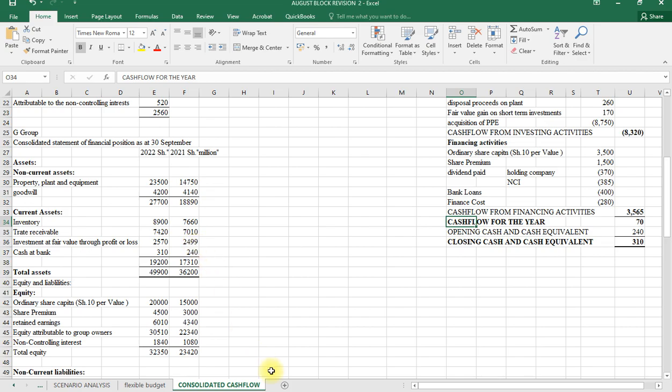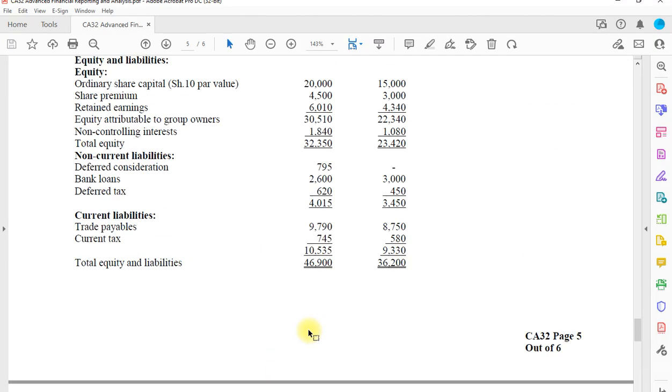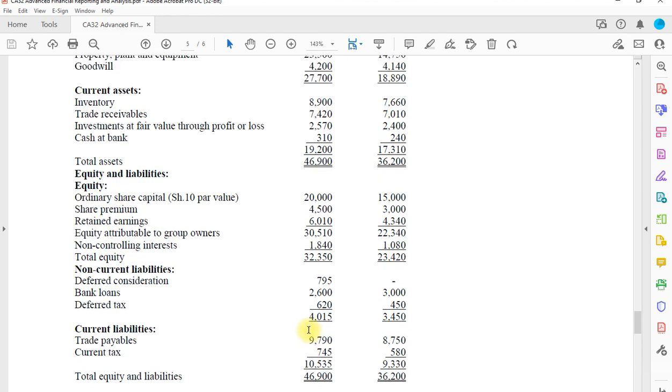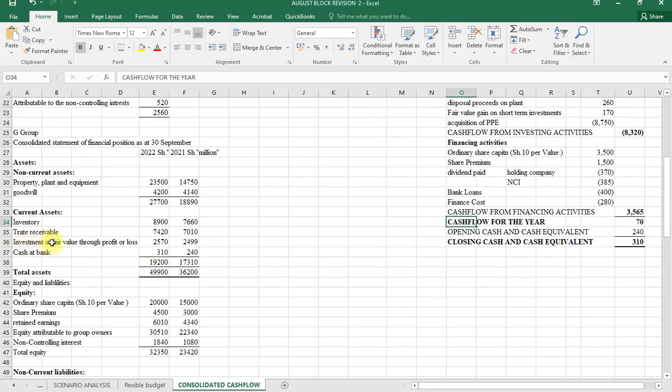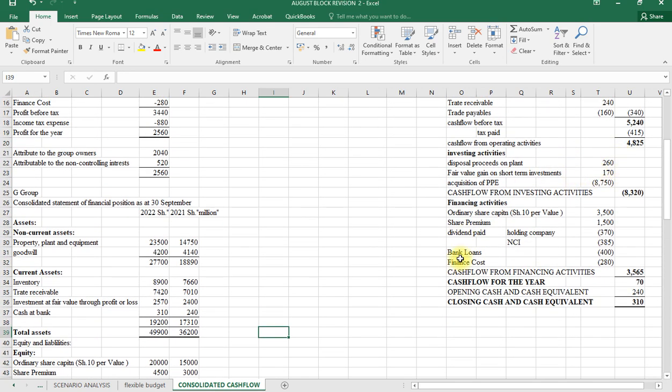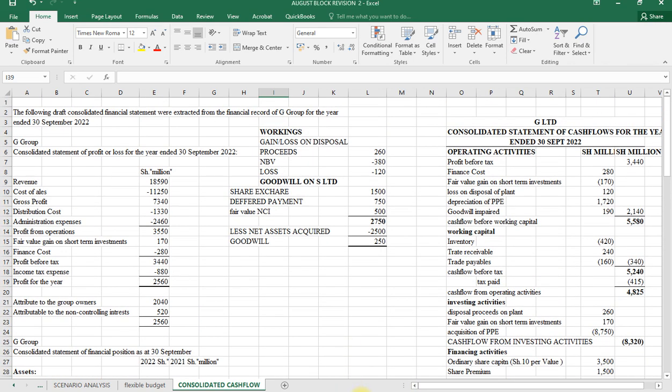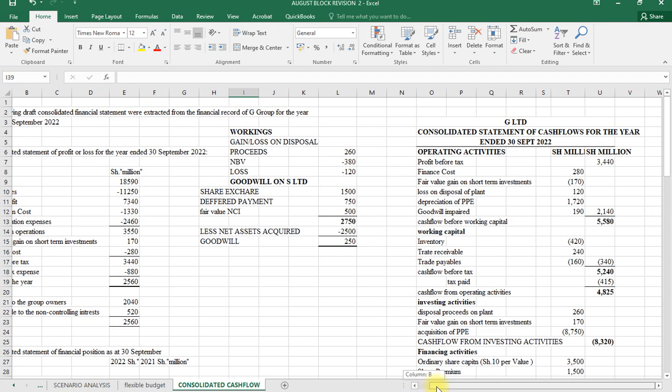Let me correct here. There must be an error there. It was supposed to be 2400. Just a minute here. This value should be 2400, not 2499. 2400, that way. So now when you look at this, the change is the 170 that we had here, the fair value gain, or the 170 that was reported in the income statement. And that's how the question of consolidated cash flow was supposed to be done.